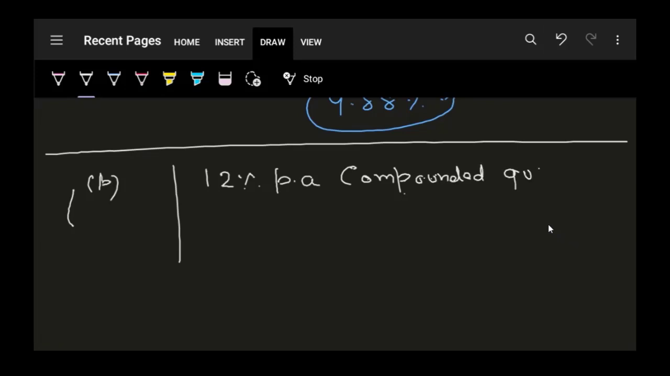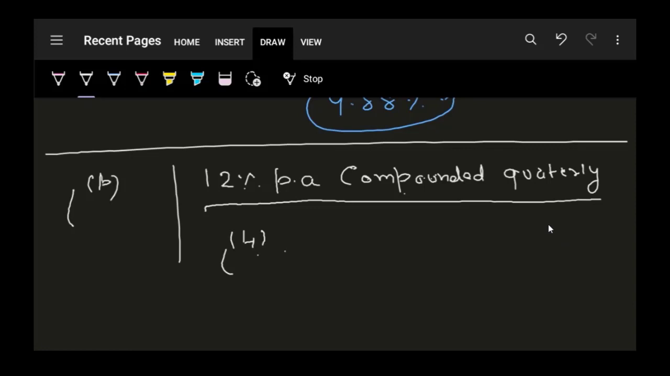Compounded quarterly. So this is the representation of a nominal rate. By seeing these two words, compounded quarterly, we now know that this rate of 12% per annum is actually I4 in the bracket, 0.12. This is the way of representing a nominal rate.